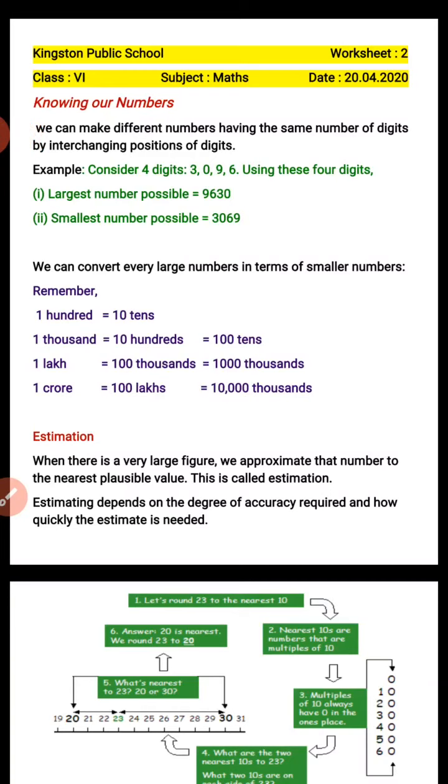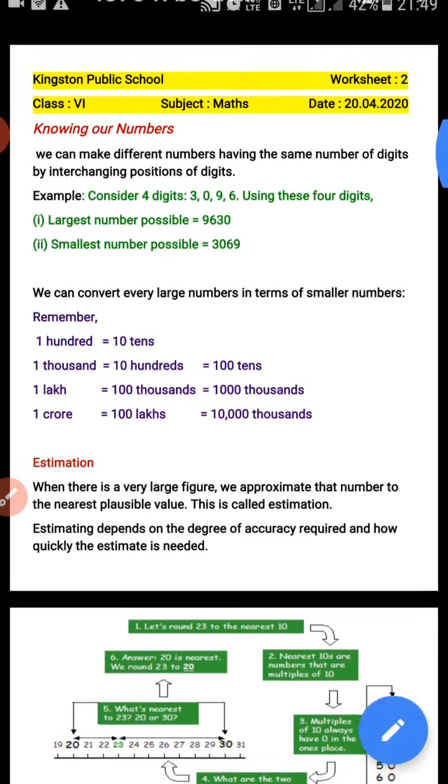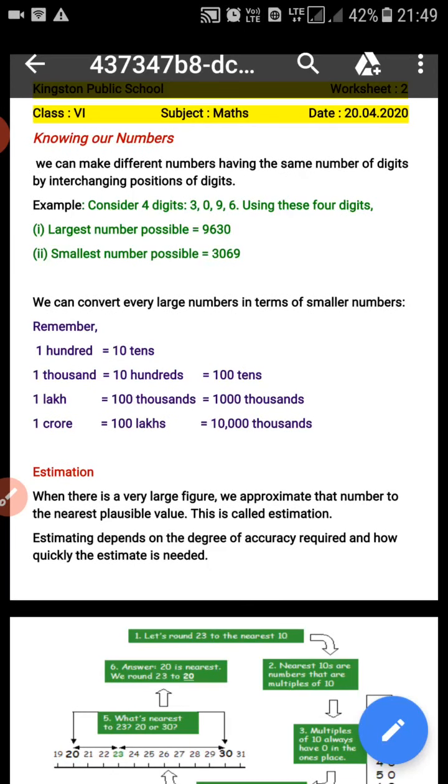Okay, so let's start. We can make different numbers having the same number of digits by interchanging the position of digits. Means we can make the largest number and smallest number with the same number of digits by interchanging the position of digits. For example, here given 4 digits: 3096.